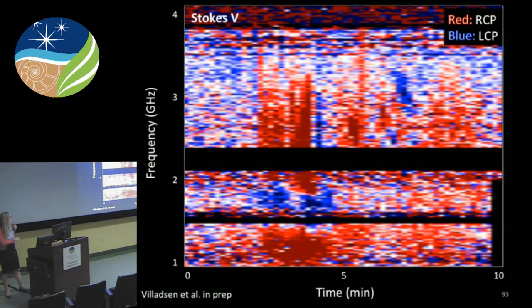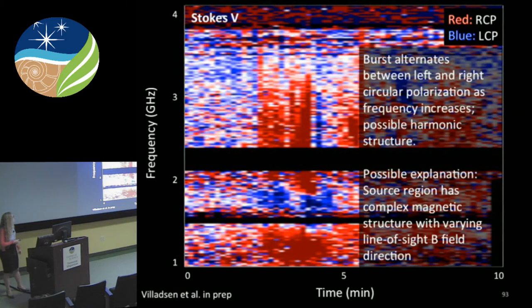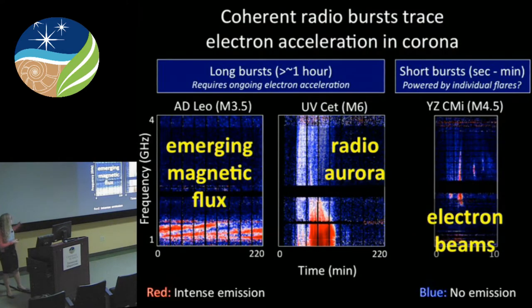Another interesting feature is that this event has right circular polarization shown in red and left circular polarization shown in blue, which indicates that you probably have varying magnetic field orientation in the source regions for this burst. So we see a diverse set of processes in the dynamic spectra of coherent bursts on these stars.